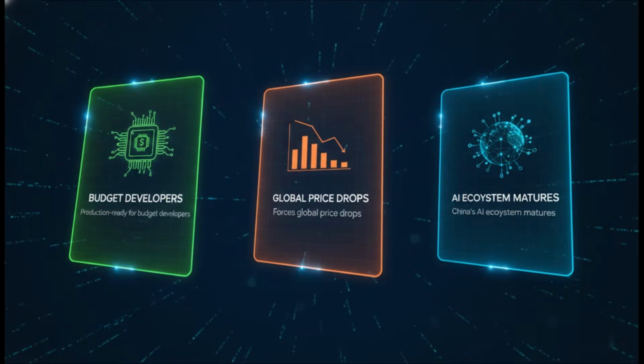So, boiling this whole explainer down, we really have 3 critical takeaways. Number 1, budget-conscious developers finally have a top-tier, production-grade option that can handle incredibly complex reasoning. Number 2, this release has essentially set a permanent price floor that is going to force a ripple effect of price drops across the global industry. And number 3, it proves, without a shadow of a doubt, that China's AI ecosystem has moved way beyond just publishing theoretical research papers and into shipping highly disruptive, tangible products.